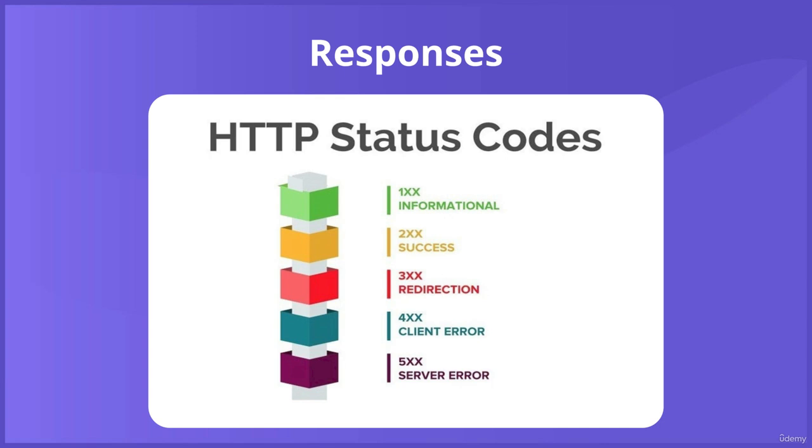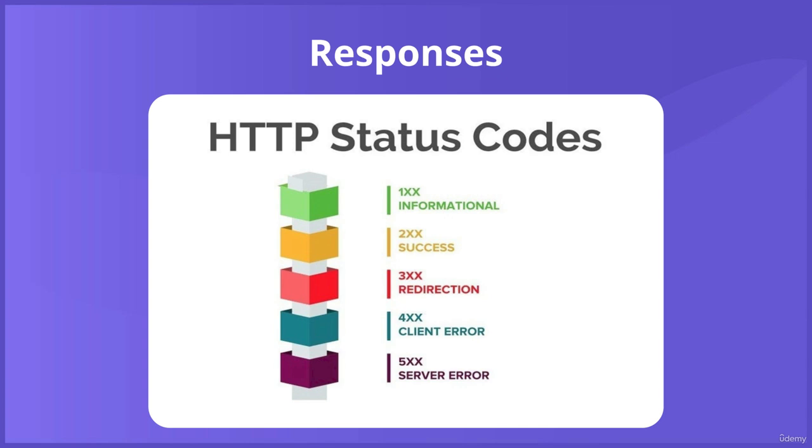Now let's break down the HTTP responses. So the HTTP responses are just messages sent by a server to the client in response to an HTTP request. And just like requests, responses have their own set of status codes indicating the outcome of the request. 1XX, informational responses. So the request has been received and the process is continuing. 100, continue. The server has received the initial part of the request and is awaiting the rest. 101, switching protocols. The server is switching protocols according to the client's request.